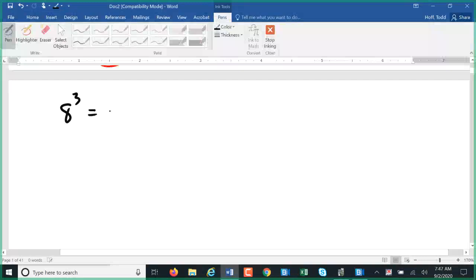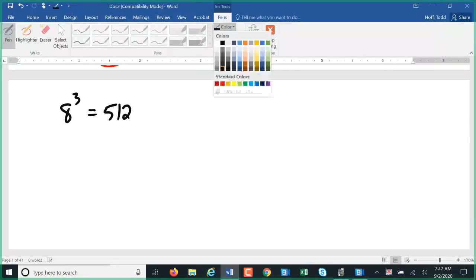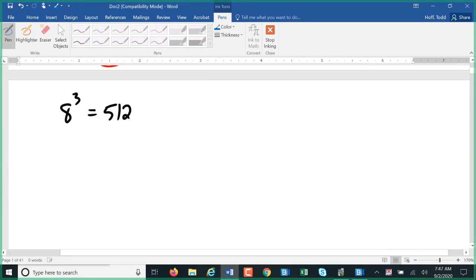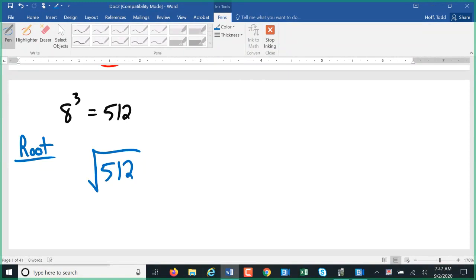We said 8 to the power of 3 is 512. If I want to reverse that, I use a root. Now, we're all familiar with the square root symbol, or we call it the square root symbol. Its technical name is actually the radical symbol. If it's written like this with no index, it's just a square root. But here I'm not trying to reverse a square, I'm trying to reverse a power of 3. So I put an index in there.